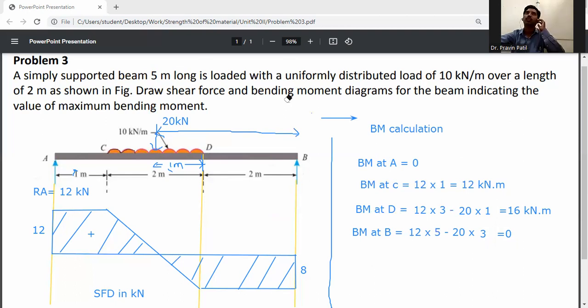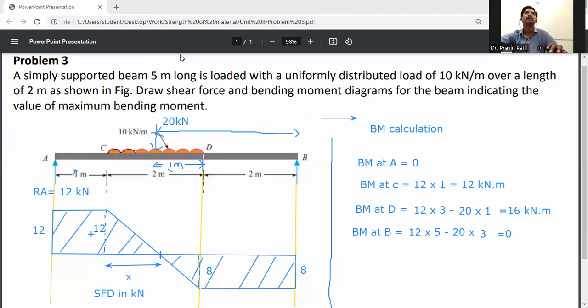Now the maximum bending moment. The maximum bending moment acts where the shear force changes sign. So we need to calculate this distance. Just assume similar triangles. This distance is 8, this distance is 8, and this is 12. We need to calculate this distance, so just assume it is X.